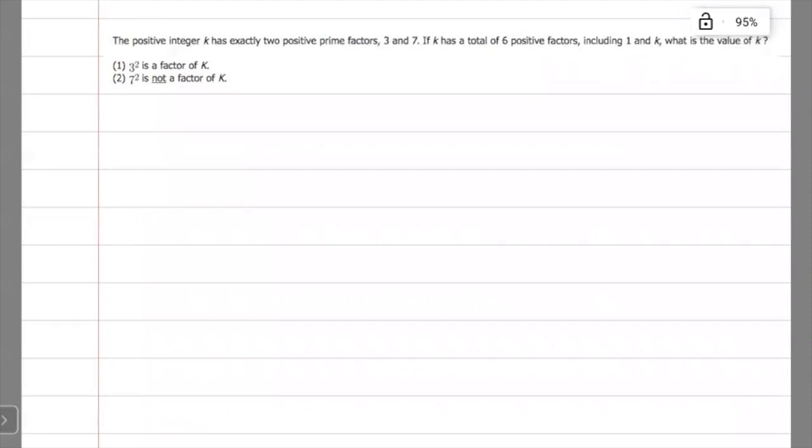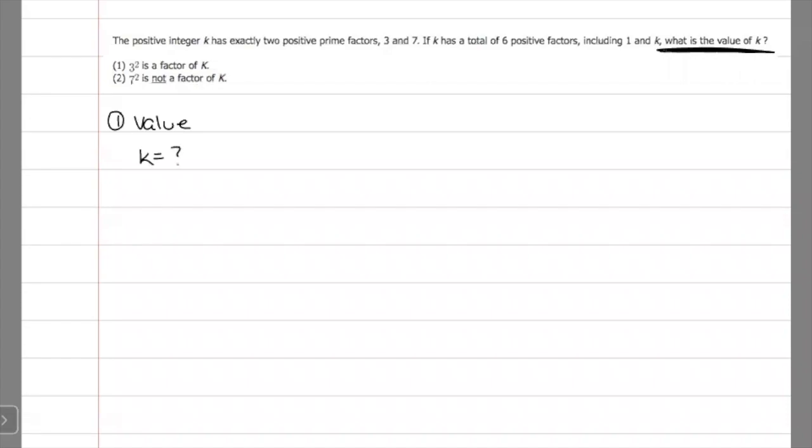So here they tell us that we have a positive integer k with 2 prime factors, and the question is, what is the value? So I would focus on the question right away. Clearly it's a value question. We're just trying to find what k equals.